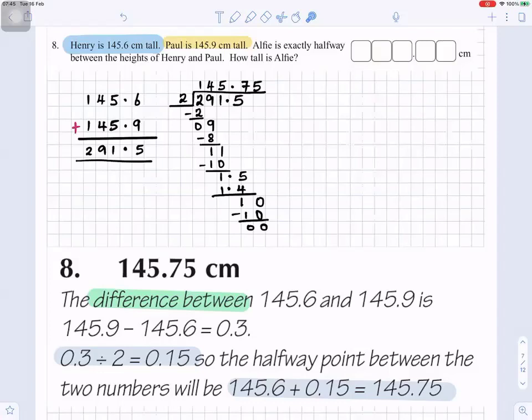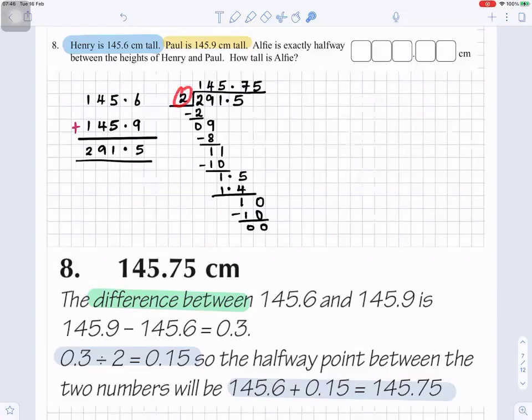So when you add the two numbers, 6 plus 9 is 15, 5 and carry 1. 5 plus 5 is 10 plus the 1 you carry, 11 and carry 1. 4 plus 4, 8 plus the 1 you carry, 9. 1 plus 1, 2. So you get 291.5. Now we want to find half of that. So you do long division.